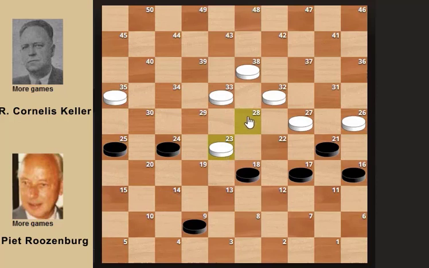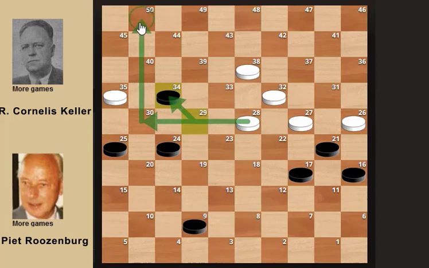So Keller had to play 28-23. He played 28-23. Then he moved from 33 to 28. So Roozenburg answered by playing 29-34. So if we draw the square from that position, we see that the vertex at 30 here is surrounded by these positions. So we can also take 34. So we play 34 over here.